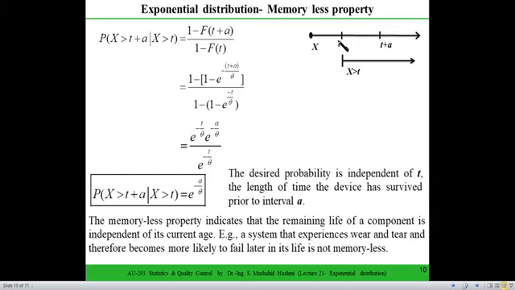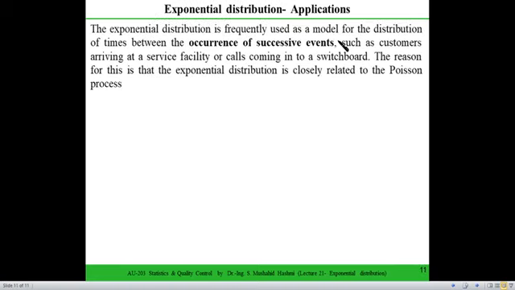But in reality, we already know after a maintenance or after repair, the product does not have the same probability of surviving. So in reality, it is different, but we can say once you have such an assumption, then this distribution can be used. This distribution is very widely used in so many things.